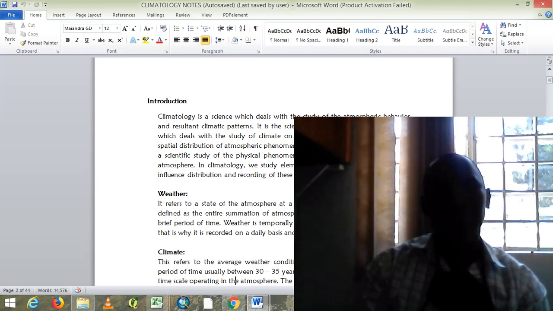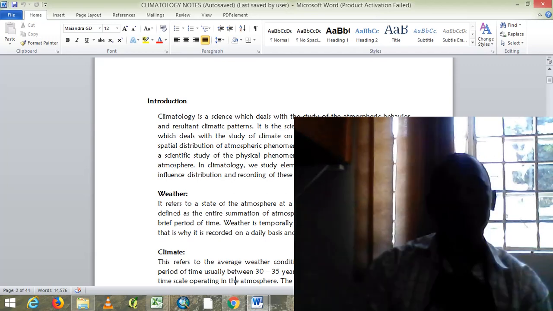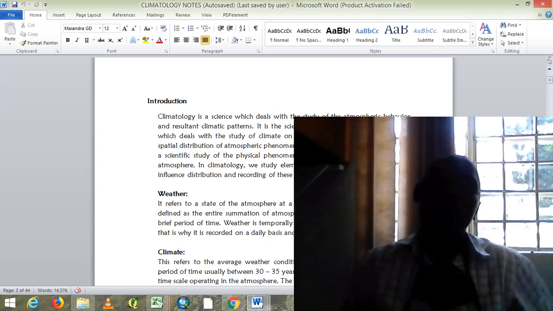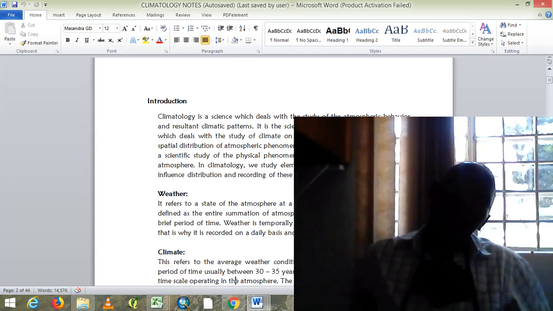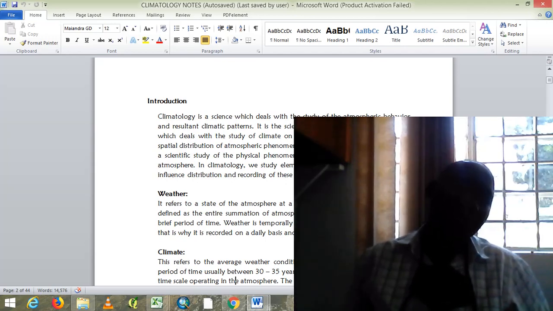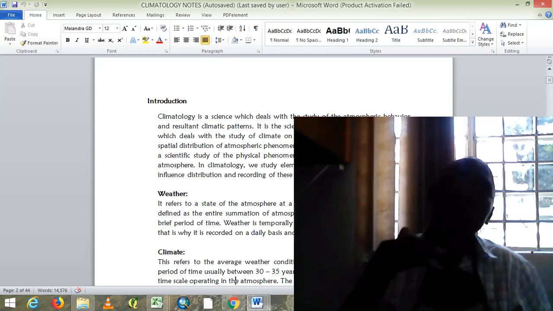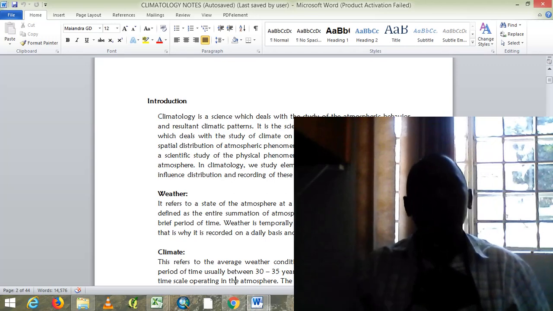The meteorologist also looks at the atmosphere, but meteorology is the scientific study of physical phenomena and the processes that work in the atmosphere. The difference between climatology and meteorology is that in climatology we study elements of weather and also the factors which influence their distribution and the recording of these. A meteorologist does not look at the spatial distribution, does not account for the why and how, but looks at what is there and then gives you conclusions.